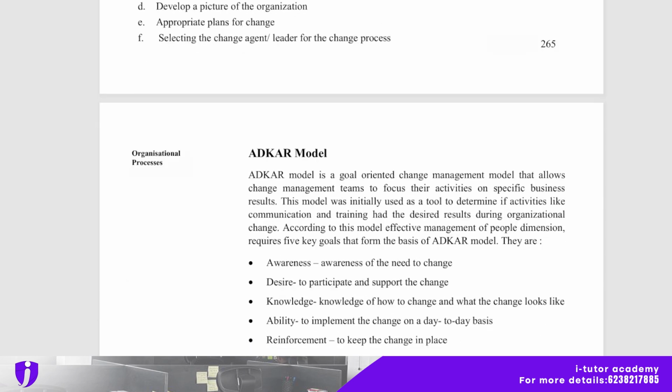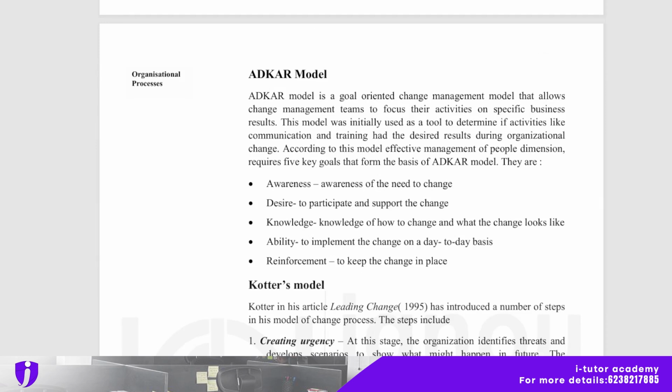Next is the ADKAR model. ADKAR is a goal-oriented change management model that allows the change management team to focus their activities on specific business results. This model was initially used as a tool to determine if activities like communicating and training had the desired result during organizational change.